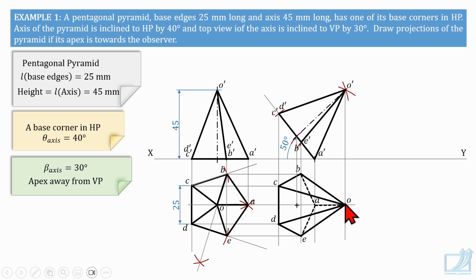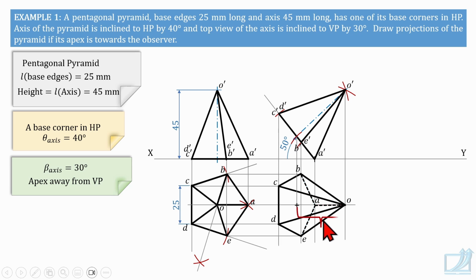But listen, if the axis coincides with an edge, we don't draw the axis. In this case, if you draw the axis from the center of base to the apex, it will coincide with edge OA in the top view, and that is why here, even if we know that from the center of the base to the apex it is the axis, we must not draw the axis.